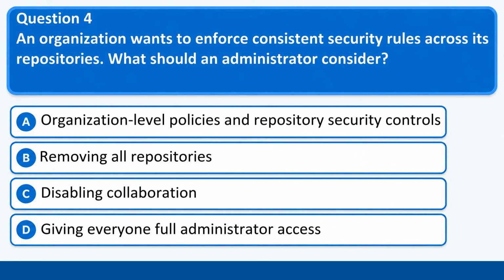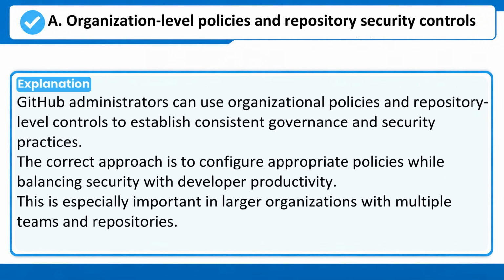Question 4. An organization wants to enforce consistent security rules across its repositories. What should an administrator consider? A. Organization-level policies and repository security controls. B. Removing all repositories. C. Disabling collaboration. D. Giving everyone full administrator access. Correct answer: A. Organization-level policies and repository security controls.